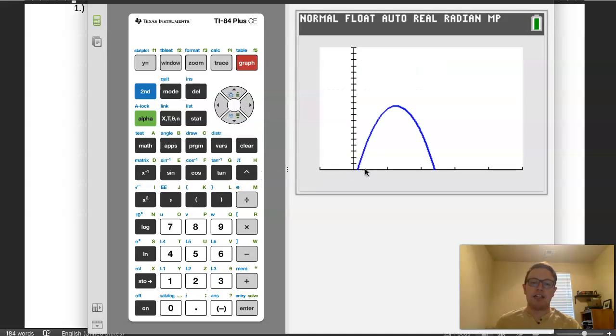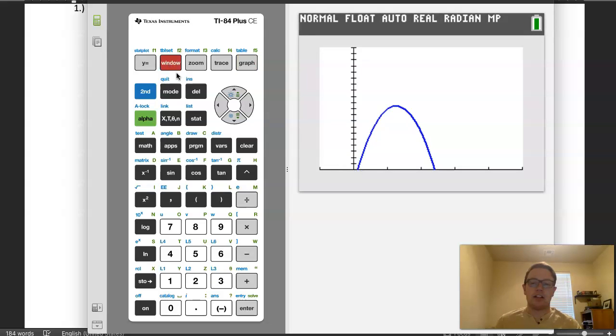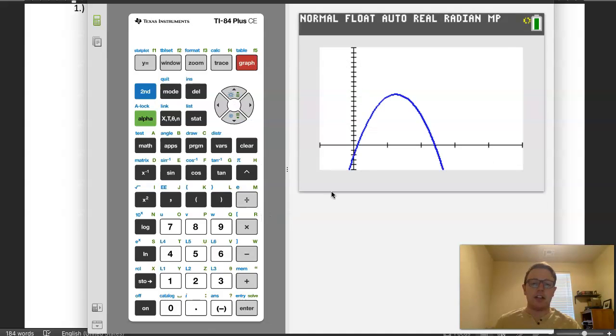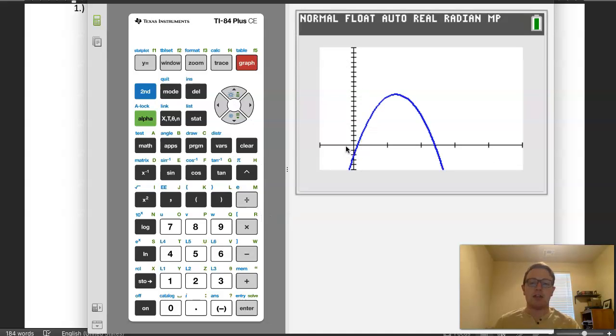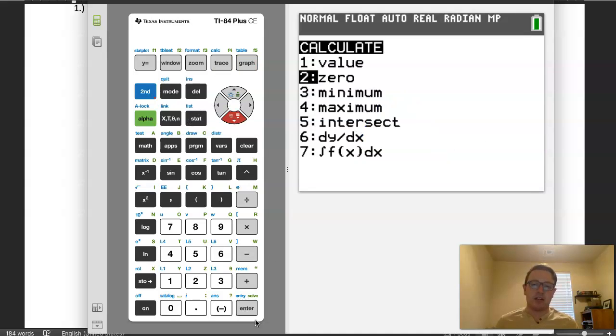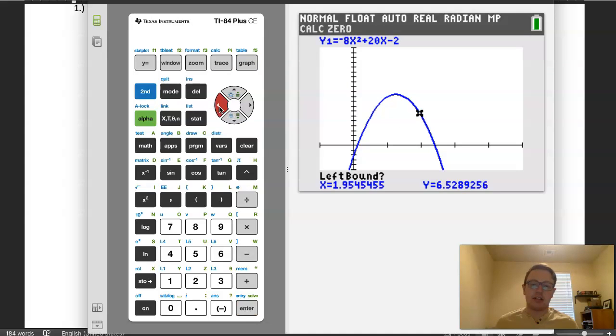And we see we have an intersection over here. Let's change our window because we want to be able to get the left side of that. X min is -1, X max was okay. We'll make our Y min -5. And so now we can see where this will hit 6 feet. Now we're going to calculate it. Well, we'll go to calc. We'll look for our 0.